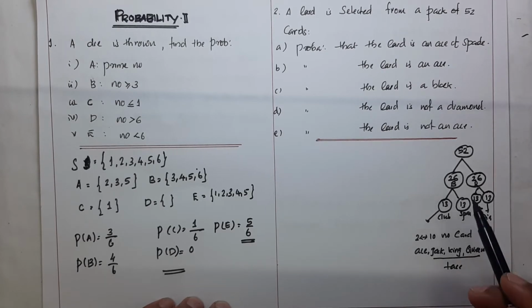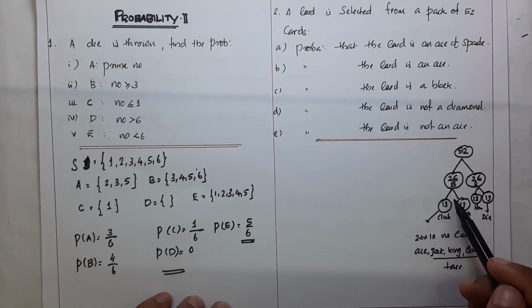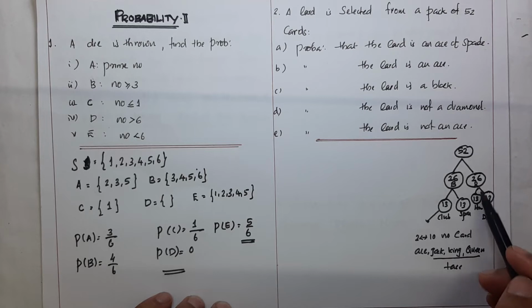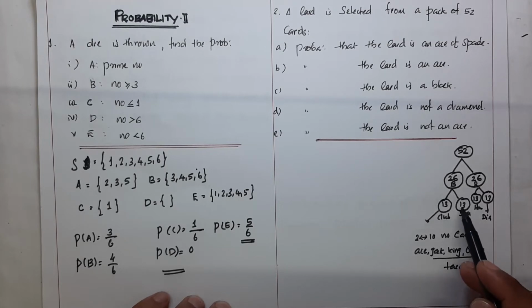That means totally 52 cards: 26 black, 26 red. The 26 black cards contain 13 club and 13 spade. Here 13 heart and 13 diamond. Each 13 cards contain the number cards 2, 3, 4, 5, 6, 7, 8, 9, 10, and the 4 remaining cards are ace, jack, king and queen. Here jack, king, queen are called face cards. That means each 13 cards contain 3 face cards, that is 12 face cards there.